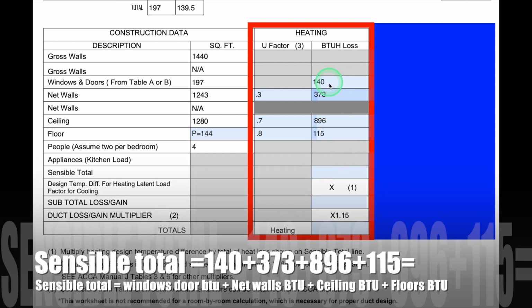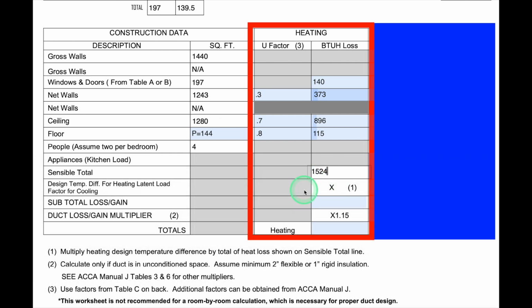Next, we're going to add up all these numbers. So that's going to be our sensible total loss. So we're going to add up 140, 373, 896, and 115. We'll do that now. So 140 plus 337 plus 896 plus 115. And my total is 1524 of BTU loss so far.